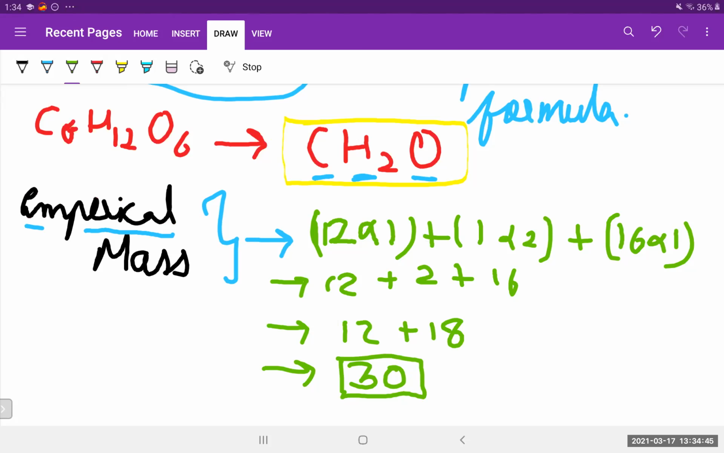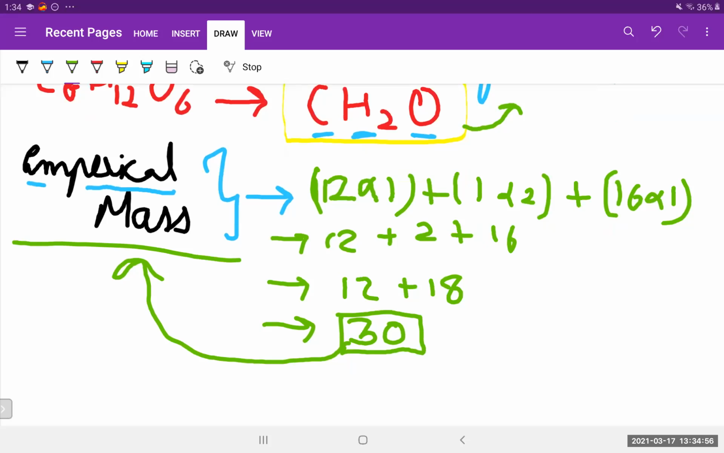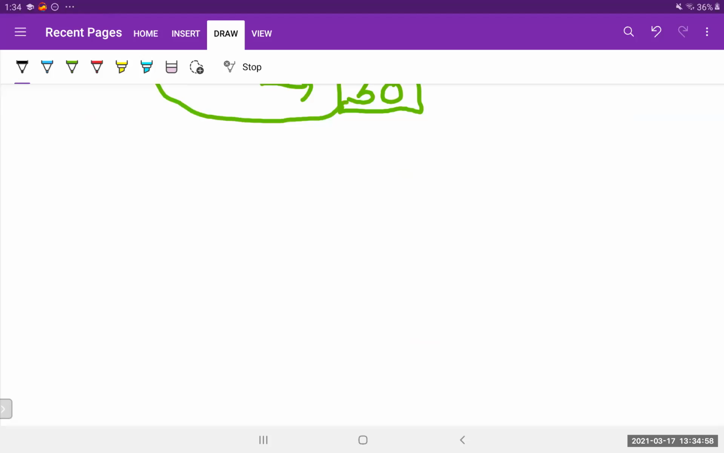If anybody asks you in the examination, you'll say the empirical mass is this, and this is the empirical formula. Okay, let's now move on to another example. Example number 2. We'll now consider acetic acid.